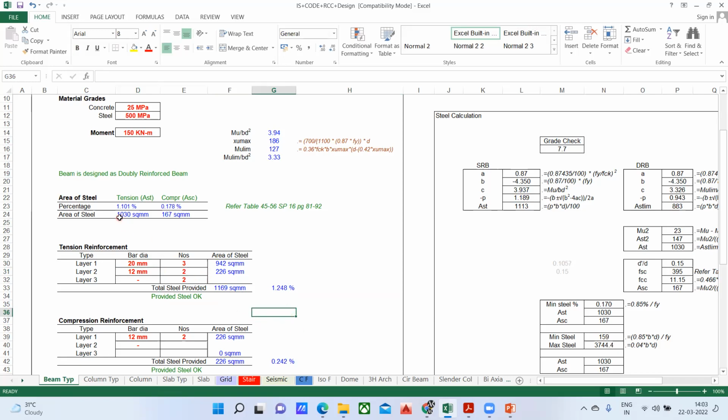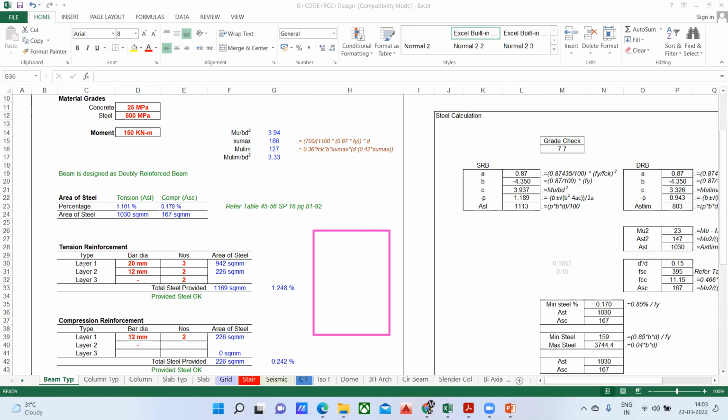See, my steel requirement was 1030. I'm going to provide 20 diameter 3 bars in layer 1 and 12 diameter 2 bars in layer 2. So by providing this much steel, I'm going to satisfy 1169 mm square of area. Now you can take this as a kind of assignment and quickly tell me how you are going to detail this. I'll do it for you. You can do it on your own if you have understood the concept so far. Else you can listen to me.